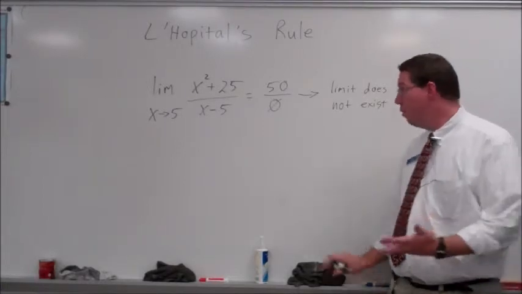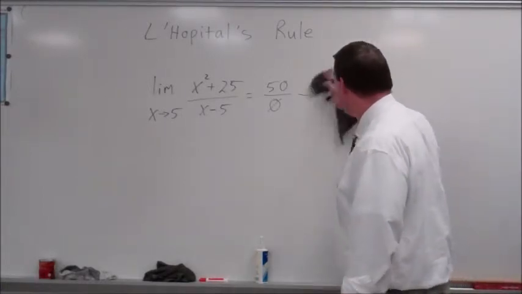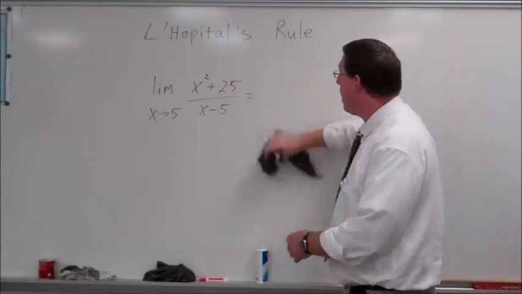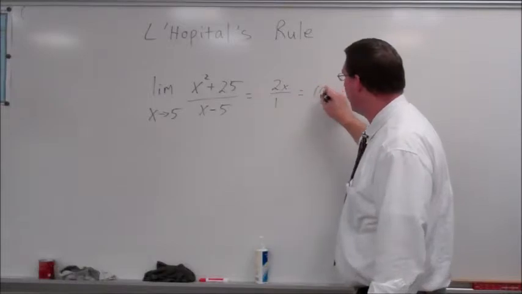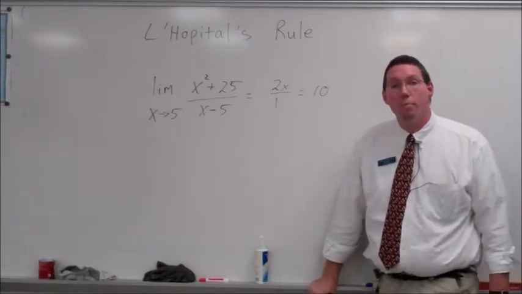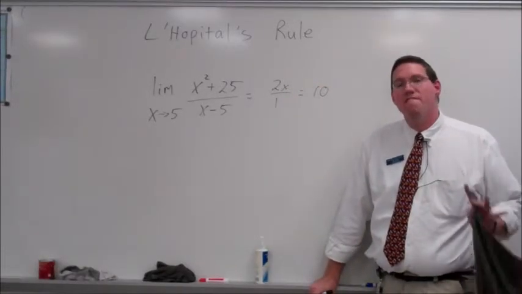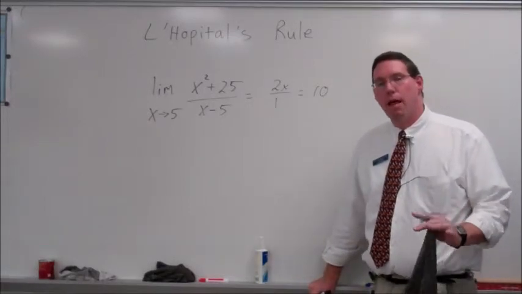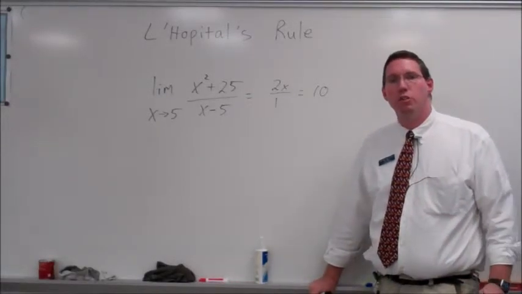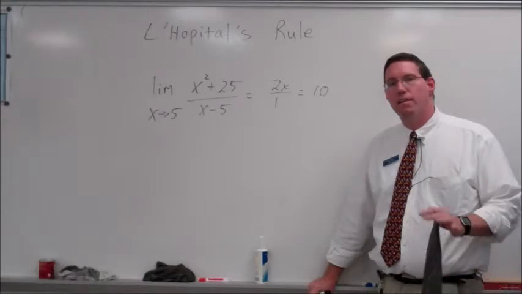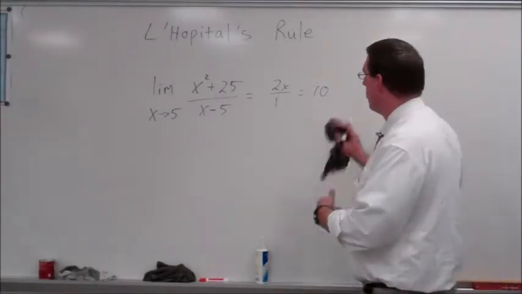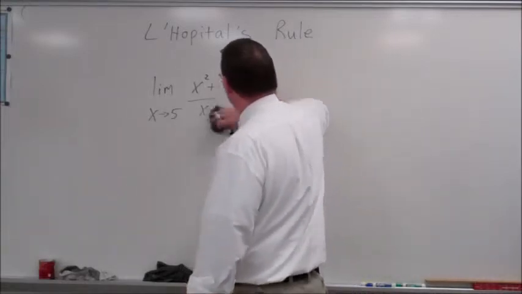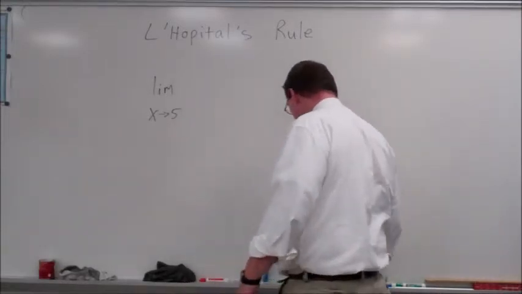But if you were to apply L'Hopital's rule in this particular situation, once again, you would get 2x over 1, and that would give you 10, which again would be wrong. So it is very important when applying L'Hopital's rule that you ensure that it is an indeterminate form before you apply L'Hopital's rule. Okay? So let's look at some other example.